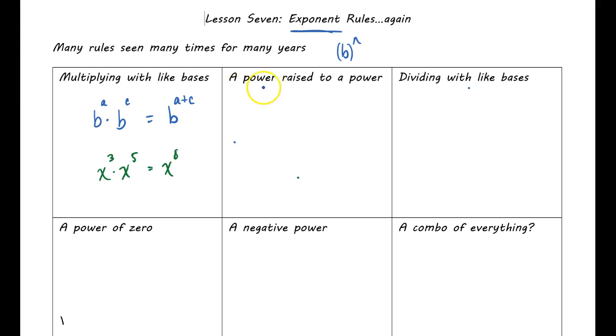Okay, so the next one, a power raised to a power. Power is another word for exponent. So it would be like an exponent, maybe that's got an exponent of a, and then it's raised to another exponent. And in fact, just to make it a little better, let's sneak that a on the inside of that. This is a little more clear. Okay, so a base raised to a power, and then all of that is raised to another power.